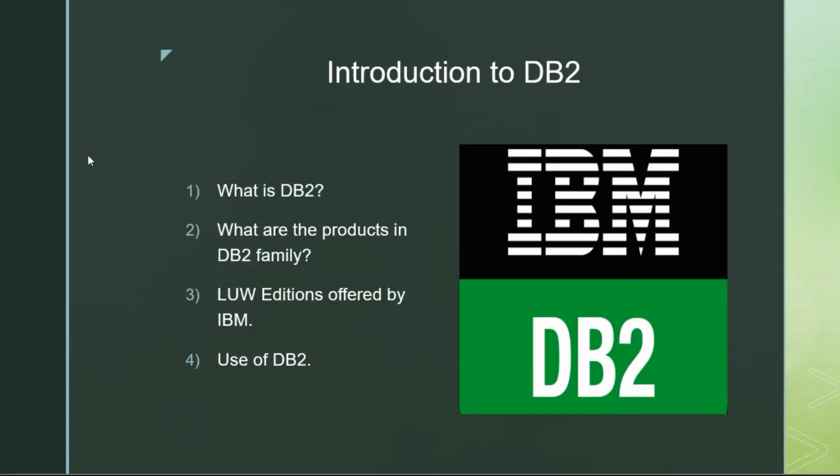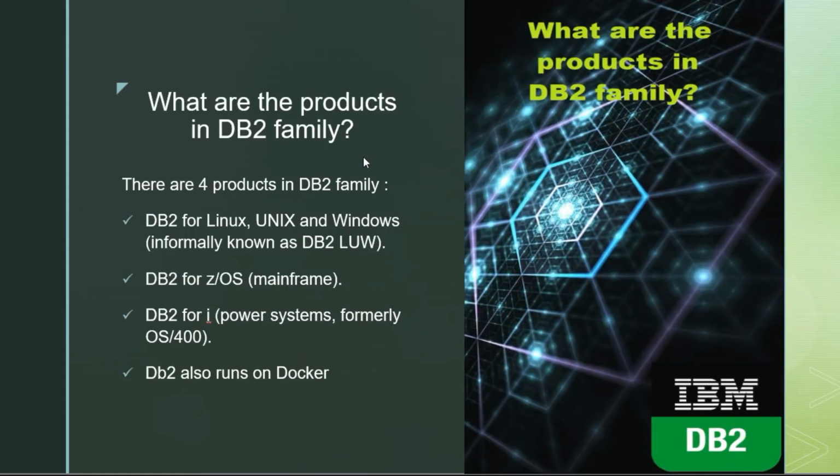So moving on to the next topic: what are the products in the DB2 family? There are several separate code bases for DB2. Some of the concepts and implementations can be very different, and a DBA for one code base cannot always work on the other platforms. There are basically four products in the DB2 family. The first one is DB2 for Linux, Unix, and Windows. We call it DB2 LUW informally.